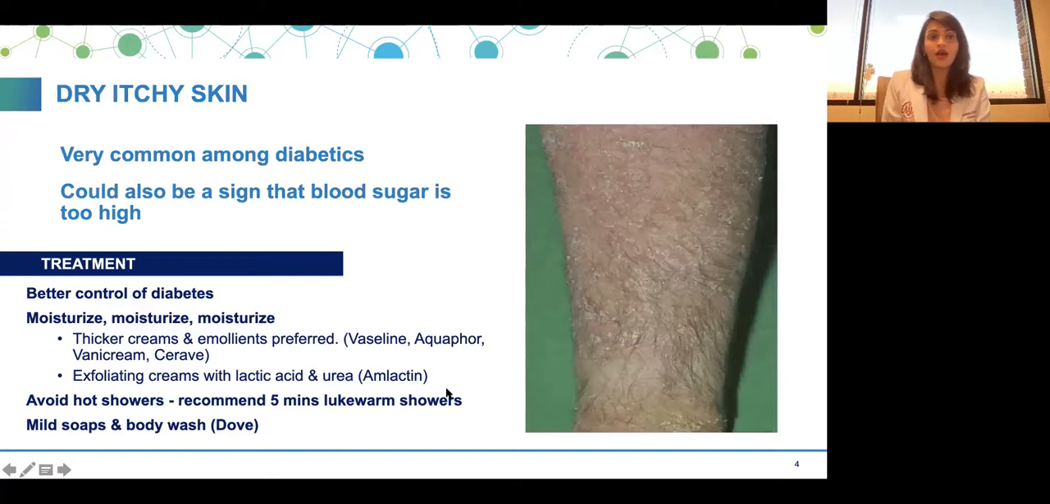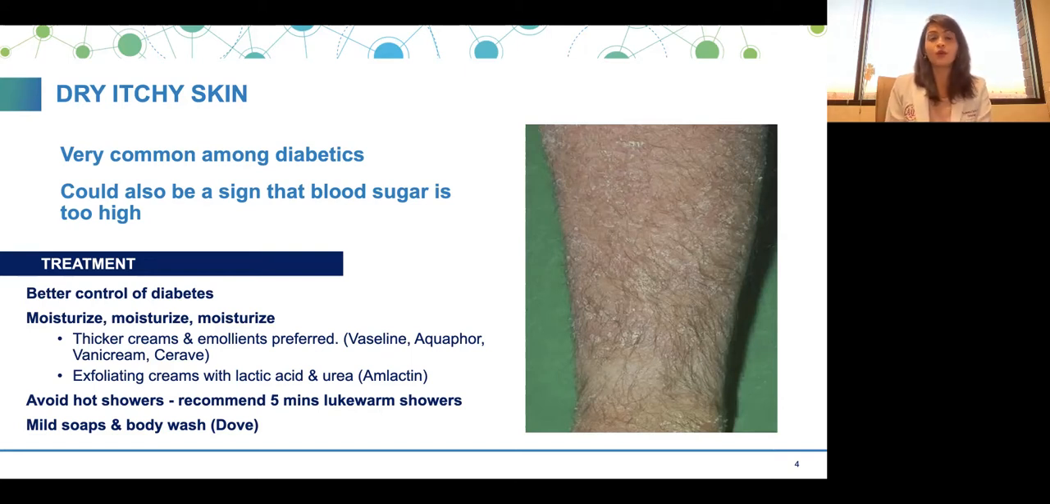So the first and most common thing we see is very dry, itchy skin. This is super common among diabetics, and it can happen even if your blood sugar is well controlled, or can also be a sign that the blood sugar is really, really high. The most common thing to do to control this is to take better control of your diabetes. And then the second most important thing is to moisturize your skin.